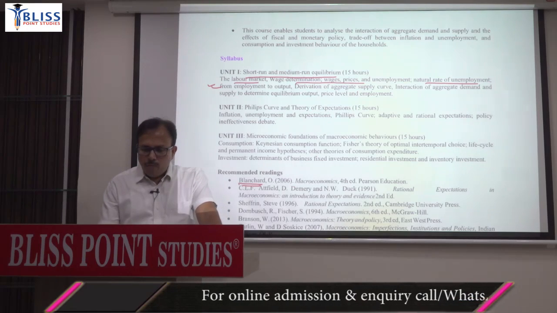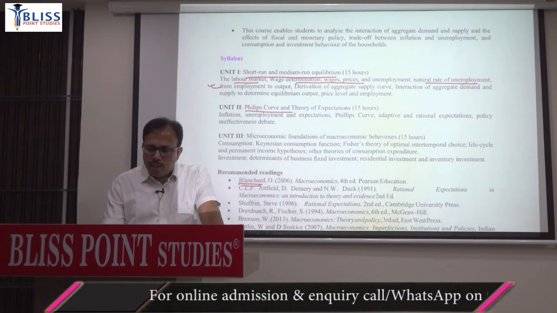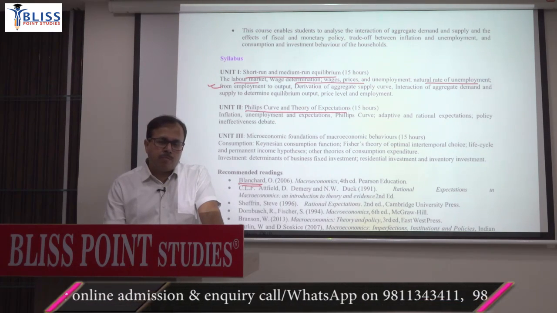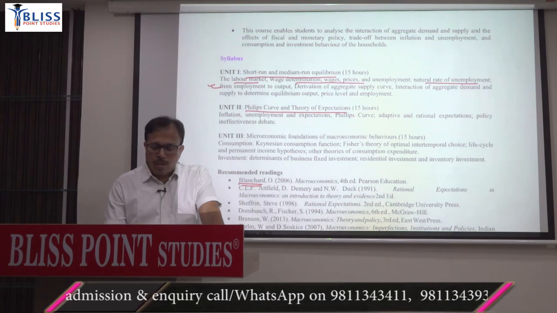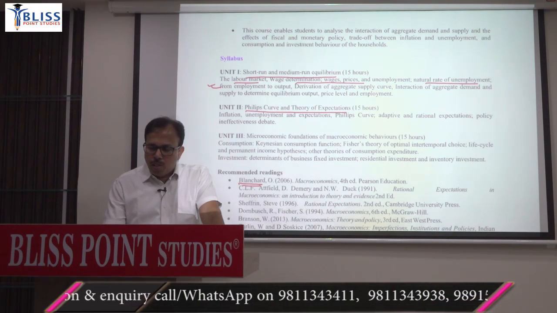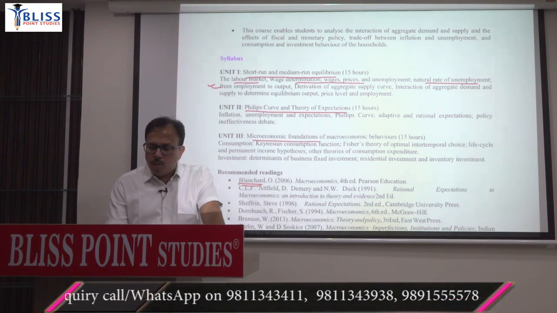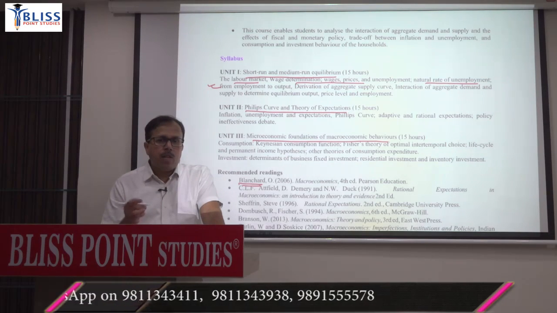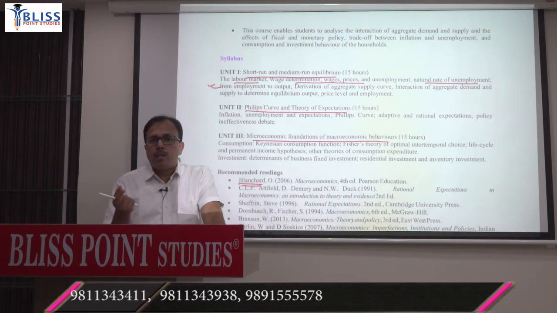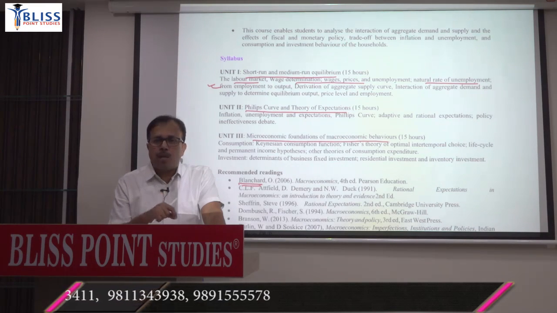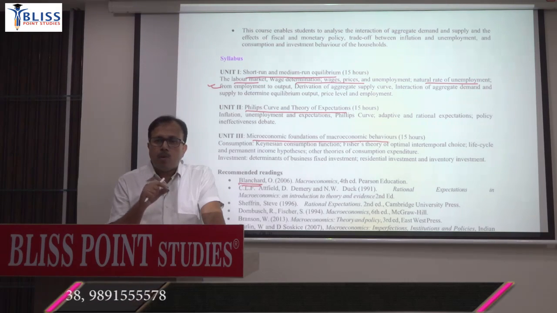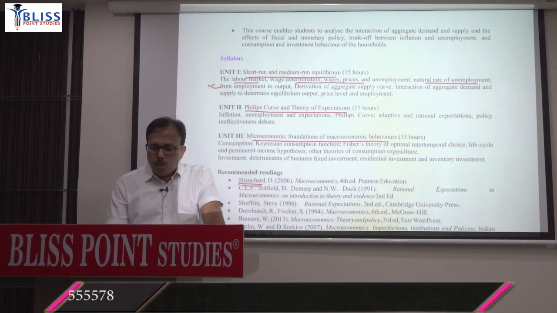Then the second unit is talking about Phillips curve and the theory of expectation. Within expectation it can be adaptive expectation and rational expectation. So Phillips curve and expectation. And the third unit is microeconomic foundation of macro behavior. That means we are studying macro, but we are studying the microeconomic foundation of that. Even for macroeconomics, the foundation is micro. So in what way micro is the foundation for macro will be explained here in terms of consumption theory.